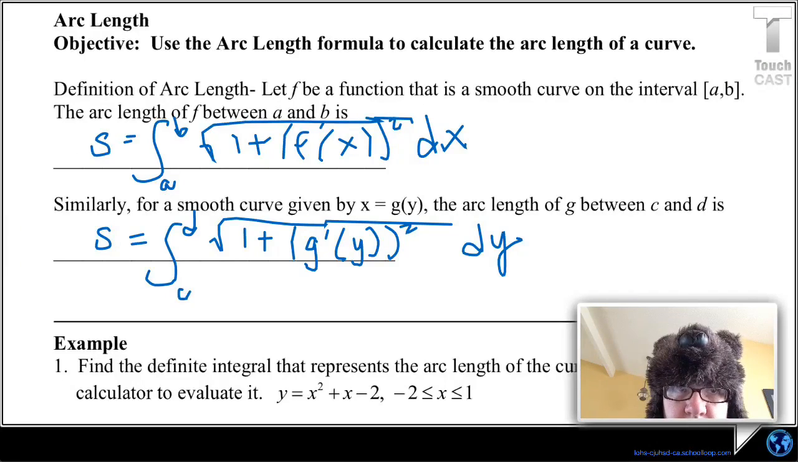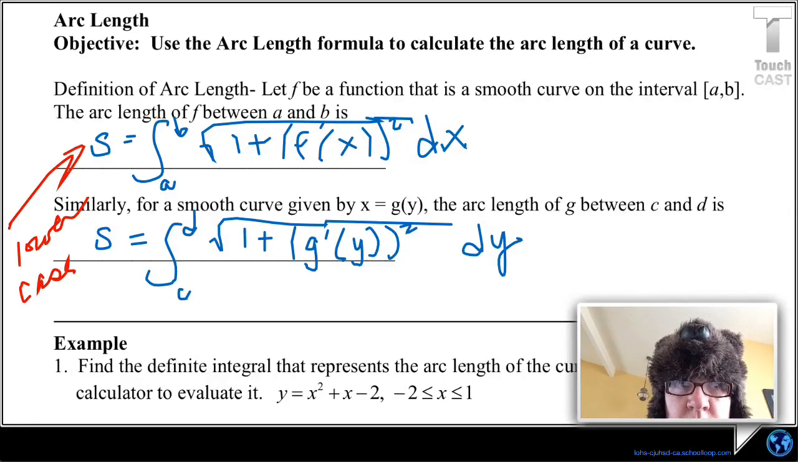So notice that I have a formula for arc length. If you remember from geometry, the symbol for arc length was actually a lowercase s. Important that you note that it is lowercase. And if I'm integrating with respect to x, of course my a and b are bounds for x. And if I'm integrating with respect to y, my c and d are bounds for y. And notice that I'm taking the first derivative in both cases of my equation.